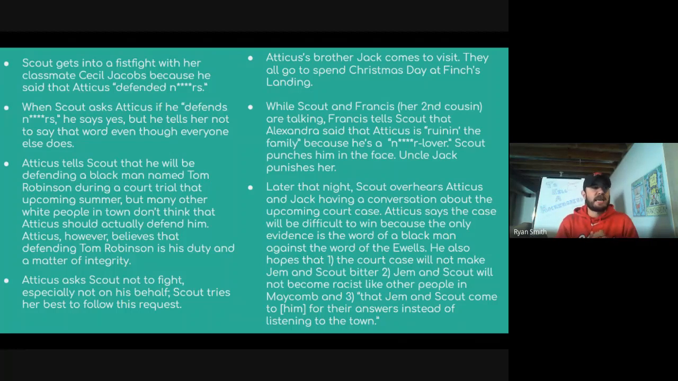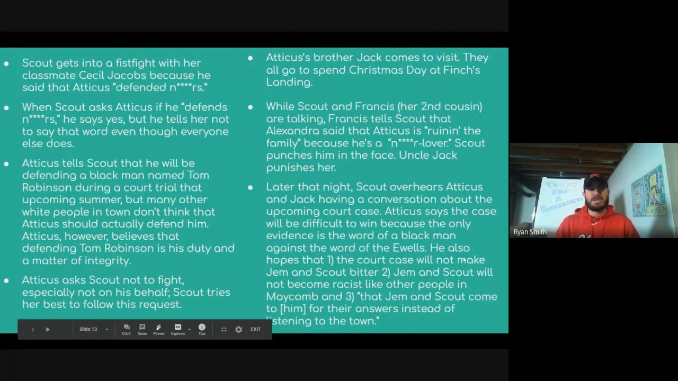And he hopes that Jem and Scout come to him for their answers instead of listening to the town. Similar to what Scout did at the beginning of the chapter, when she wasn't sure about what kids were saying about him at school, she went and talked to him. And he hopes that they continue to do that because he wants to be able to share with them the information from his perspective and sort of be able to control what they're thinking, not just hearing a lot of hate speech in town, right? So that's kind of what chapter 9 focuses on.